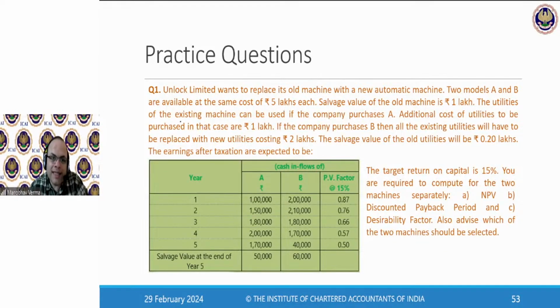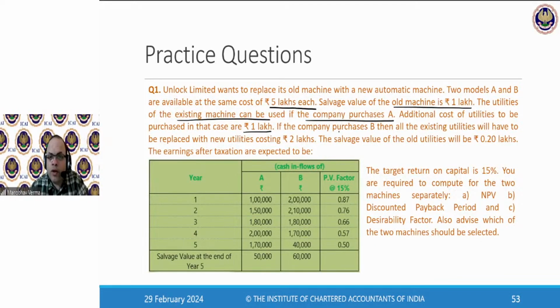The utilities of the existing machine can be used. This is an important point, guys. So the outflow is 5 lakhs each. Salvage value of only the old machine is given as 1 lakh. Utilities of the existing machine can be used if the company purchases A. The additional cost of utilities to be purchased in that case is 1 lakh.